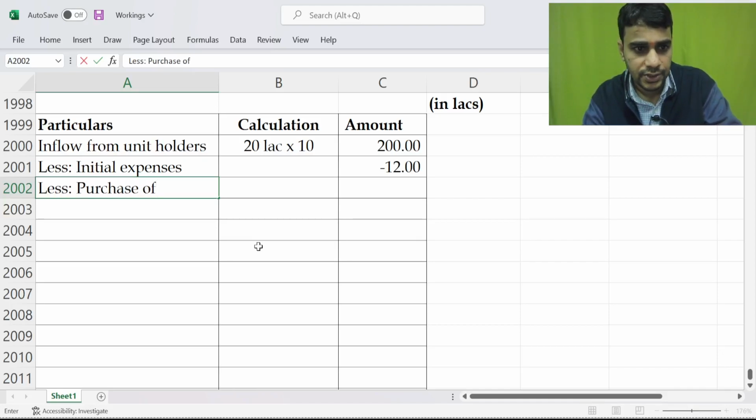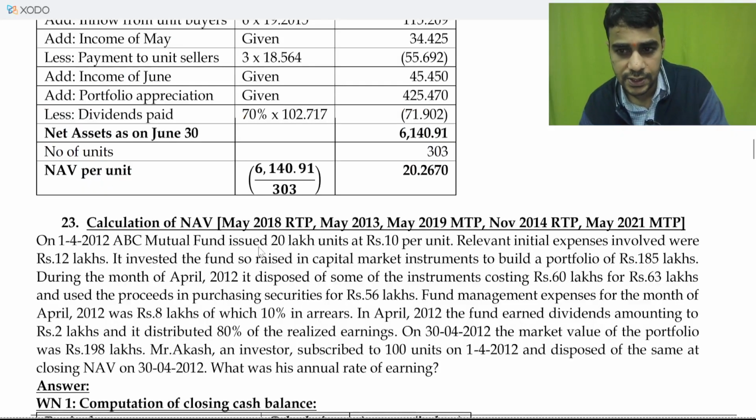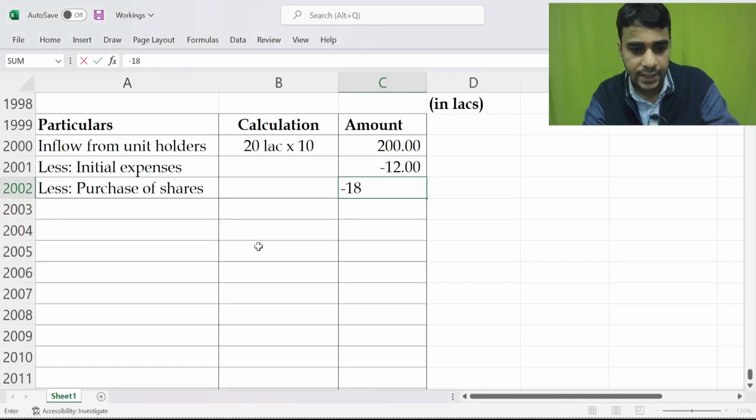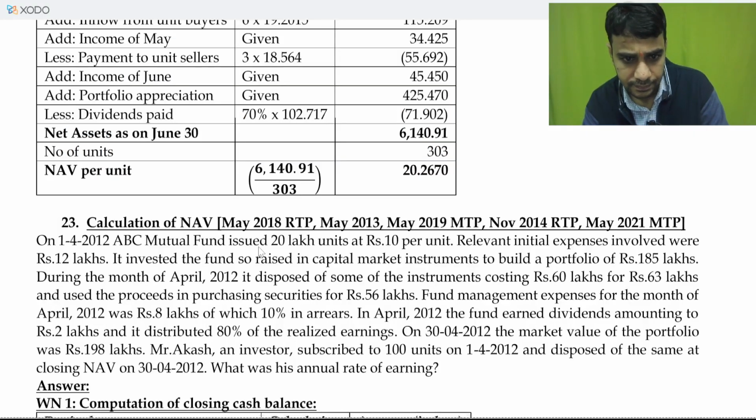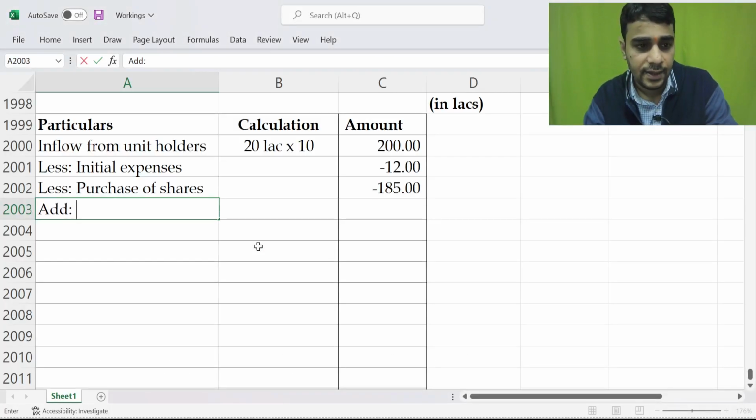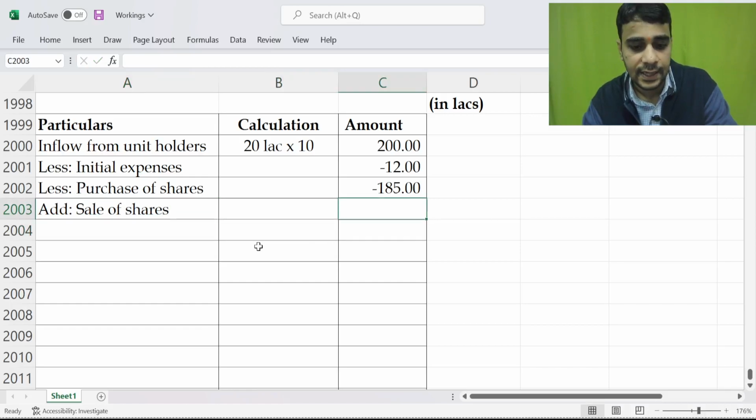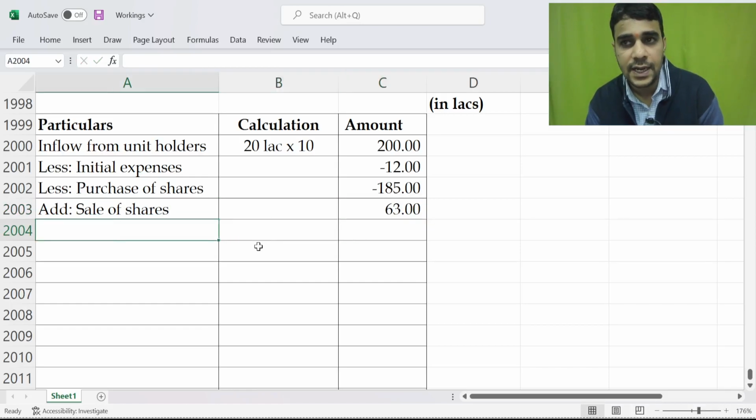What's the next thing done? Purchase of shares. What is the value of shares purchased? 185 lakhs. Purchase of shares 185. What's the next transaction done? It disposed of some of the instrument costing 60 lakh for 63. 3 lakh is the profit. We don't calculate profit or write profit here. What will come automatically is add sale of shares 63 lakh.